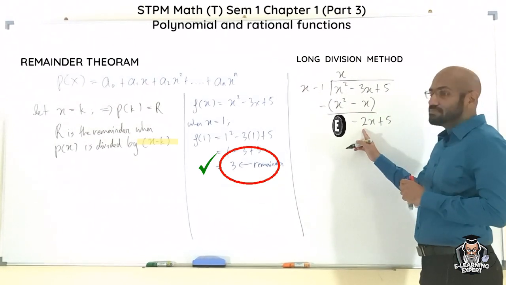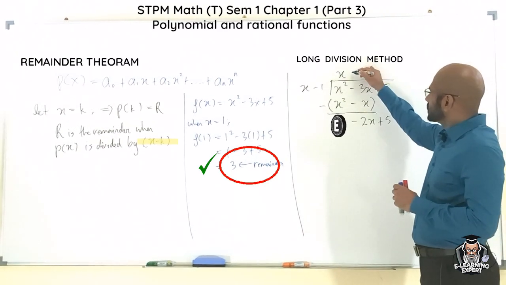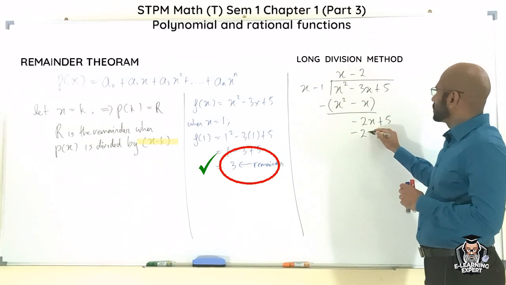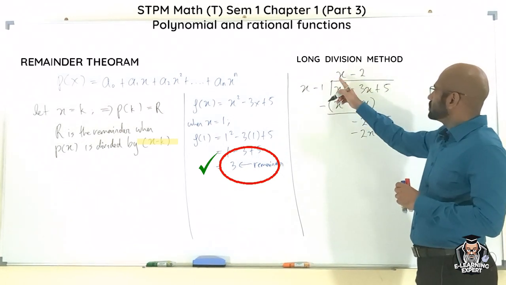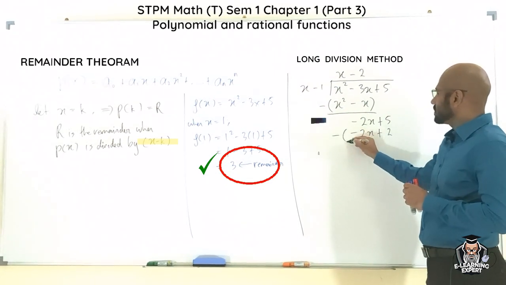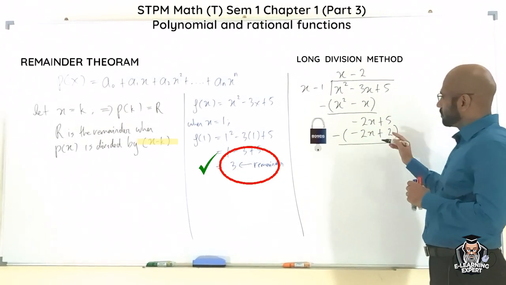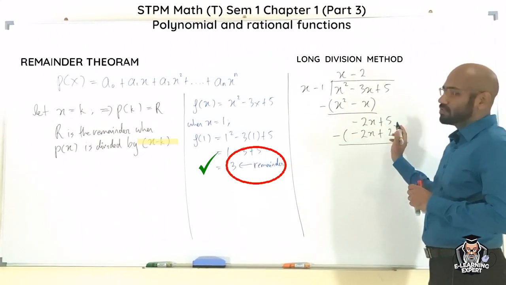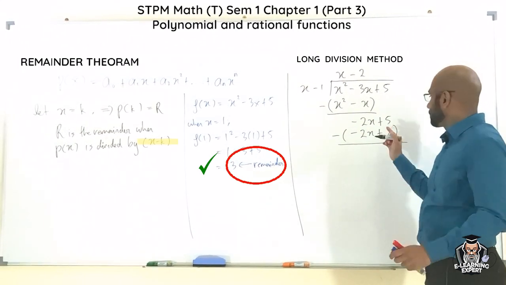Next, I want to eliminate the minus 2x. So see, I put a minus here. Minus 2 times x is minus 2x. Minus 2 times minus 1 is a plus 2. Put a minus, open brackets, and now we solve. Minus 2x, minus and minus is plus 2x. There you go. We eliminated the 2x term.